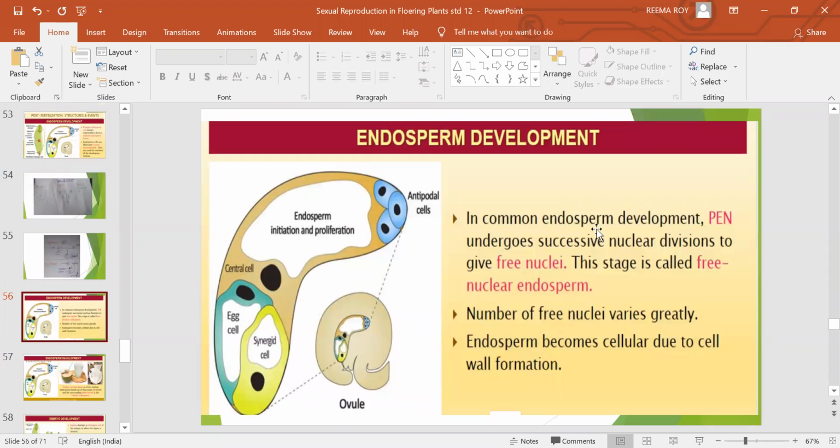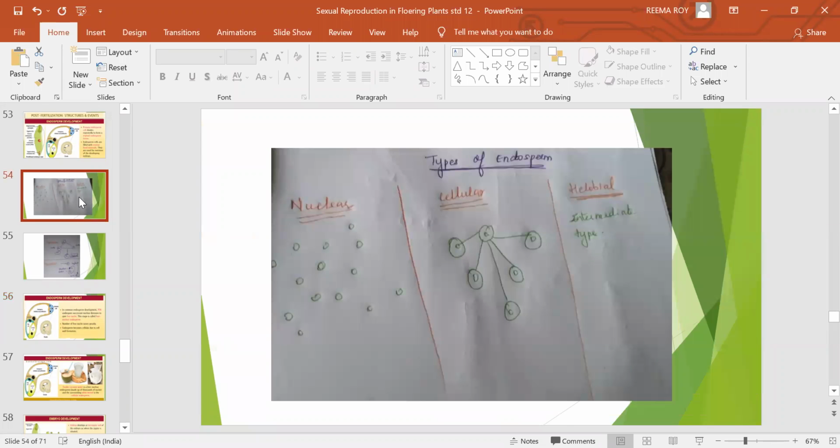In common endosperm development, PEN undergoes successive nuclear division to give free nuclear. This stage is called free nuclear endosperm. Okay, now we'll talk about free nuclear endosperm. So endosperm में types हैं. There are different types of endosperm, that is nuclear endosperm, cellular endosperm, and halobial endosperm.